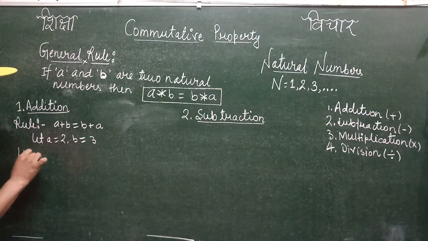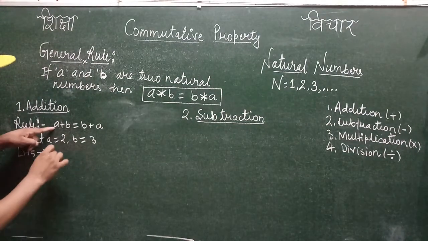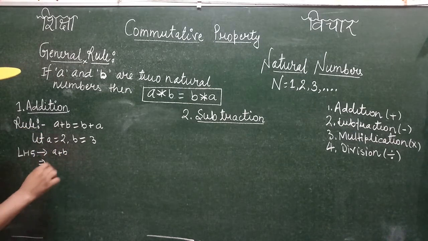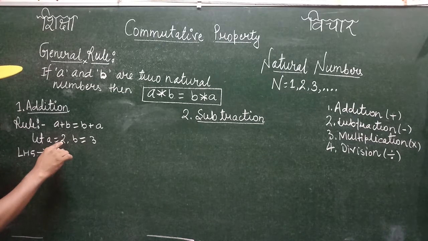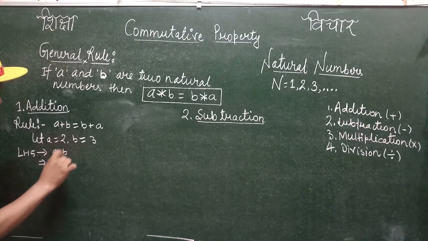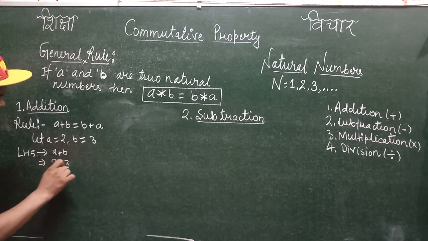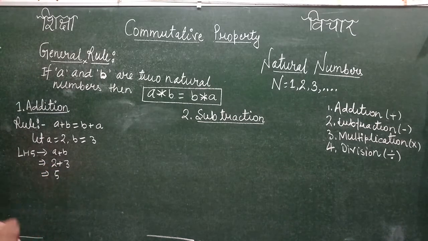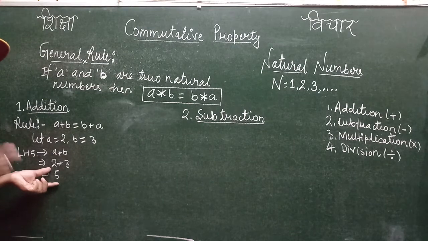Now we will check the left hand side. The left hand side is A plus B. Putting these values, A plus B means the value of A, that is 2, plus the value of B, that is 3. Then solve it, 2 plus 3, that is 5. So we get 5 as the left hand side value.